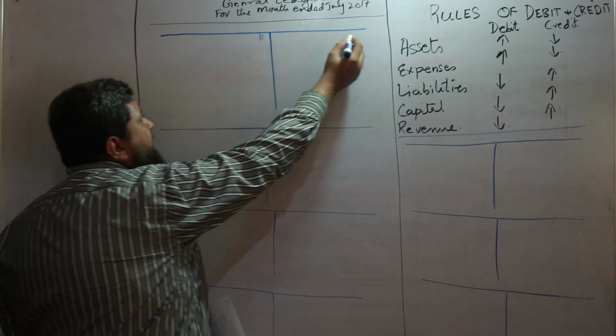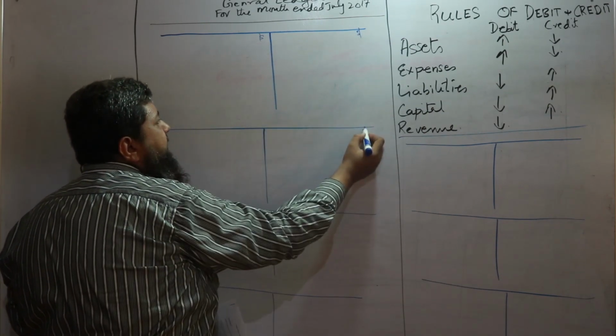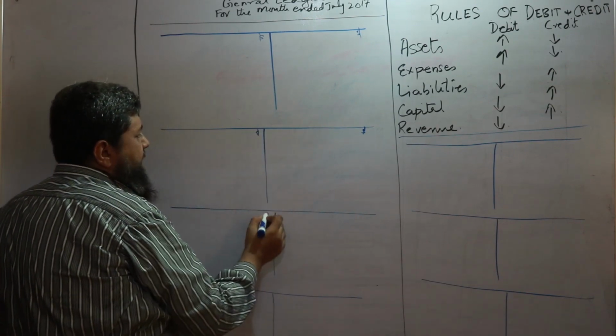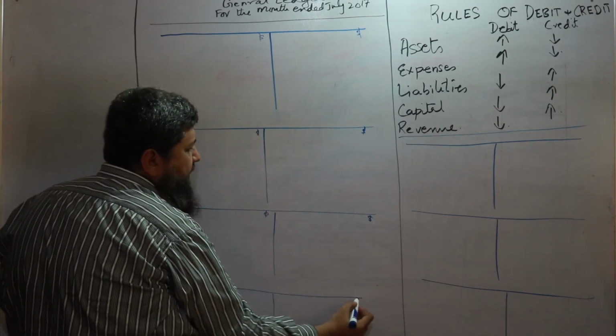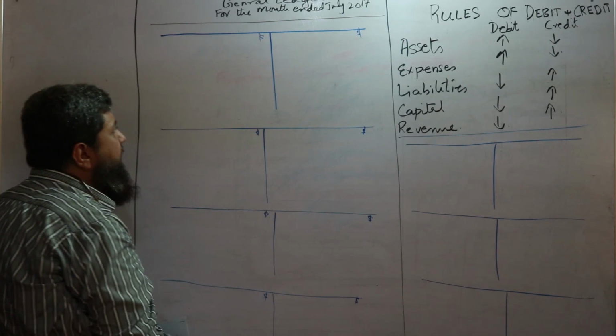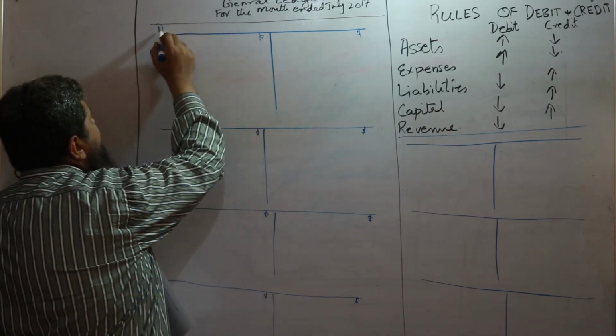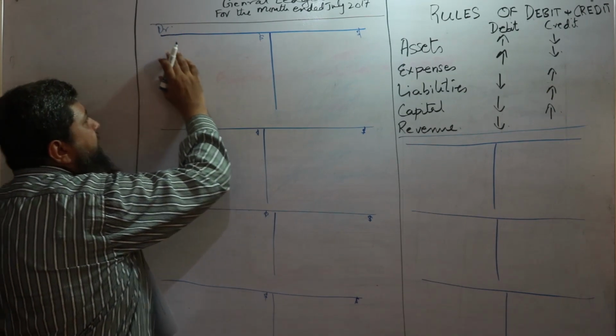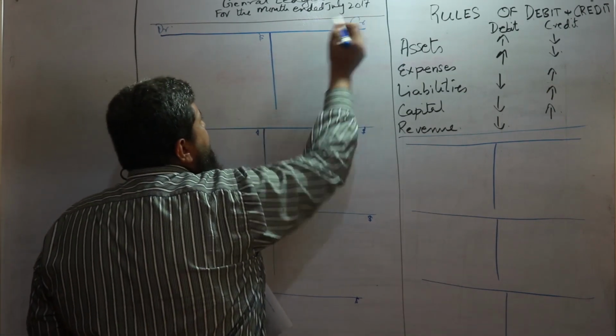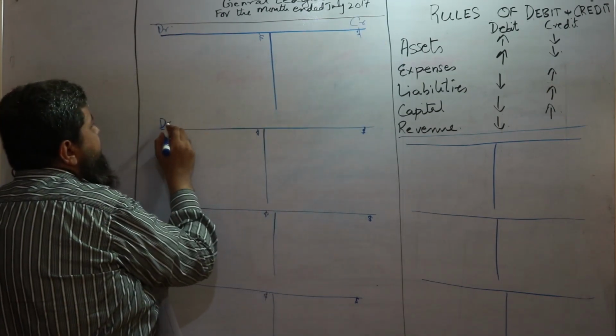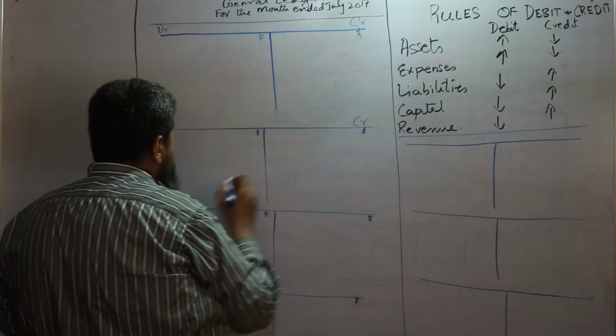We will write currency on the extreme corners of the T account. This left hand side is the debit side, which will be represented by DR, and this is the credit side. This is the debit side, this is the credit side.